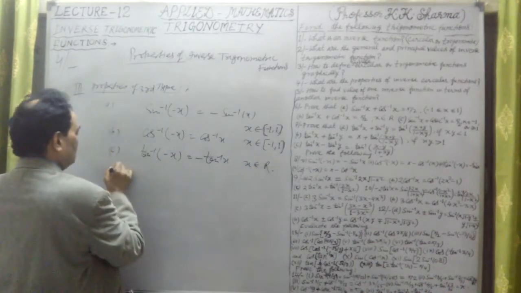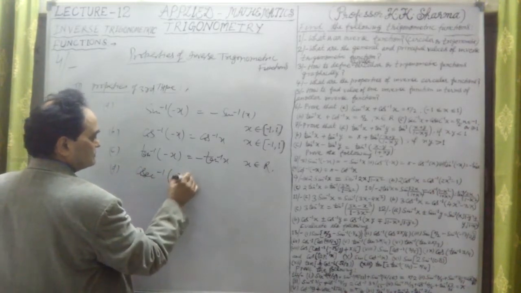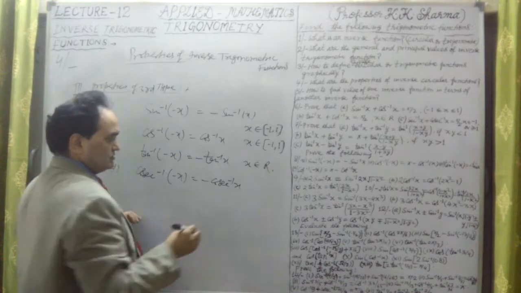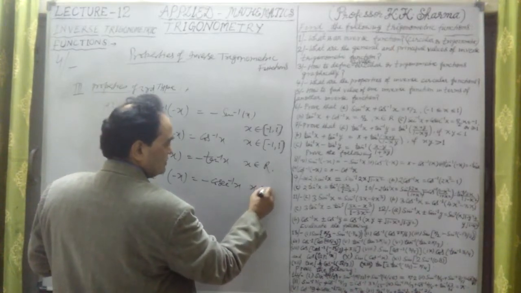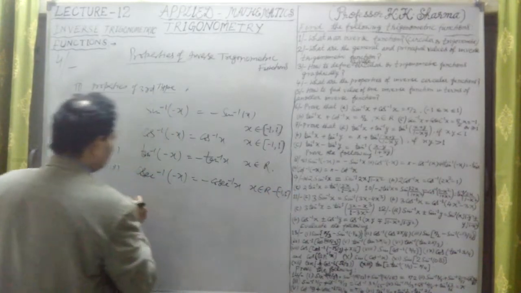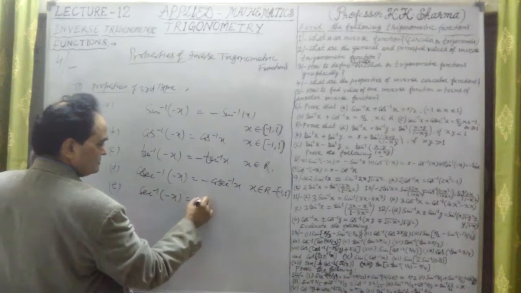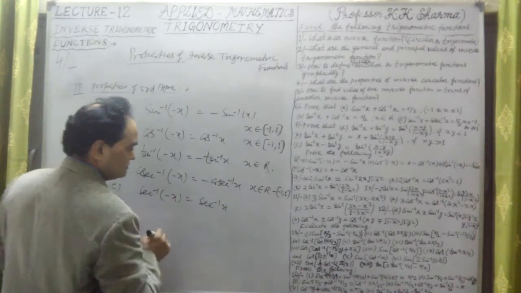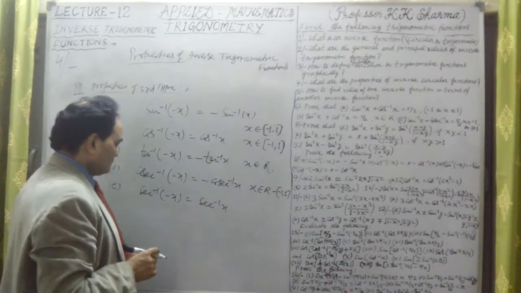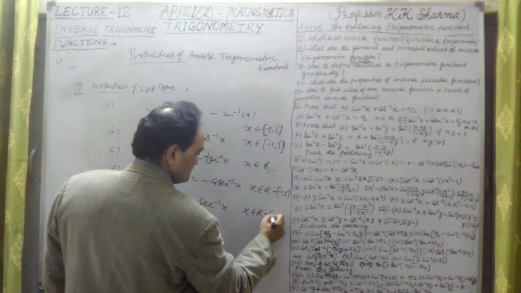In case of the D part here, let me take cosec inverse of minus x equal to minus cosec inverse x. Here x belongs to R minus (minus 1 and plus 1). E part here: secant inverse of minus x is equal to positive sec inverse x. So sec inverse x and cos inverse x both are even functions, so they are always positive. And here x belongs to again R minus (minus 1 and plus 1).